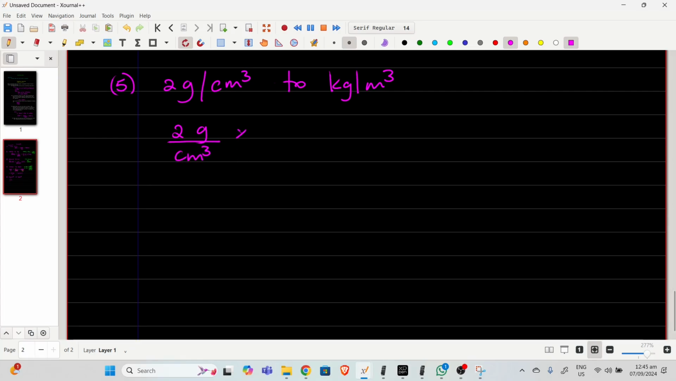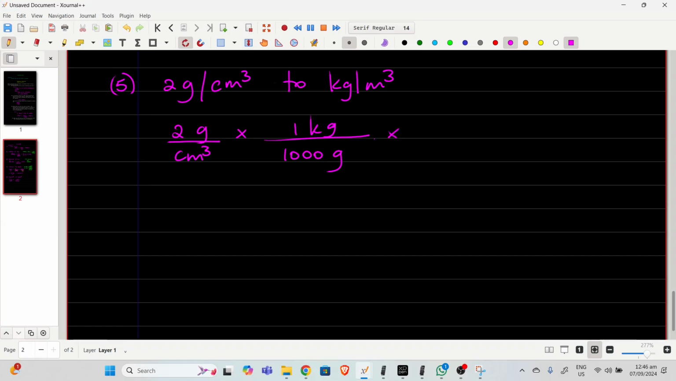Now, remember, I want to cancel off the units. So I'm going to first want to get rid of the grams. I want to convert grams to kilograms. So I'm going to need the grams to be underneath here to get rid of it, and I'm going to introduce the kilograms on the top. All right, so 1 kilogram is 1000 grams, and it's going to cancel off with the grams, and that unit will be taken care of.